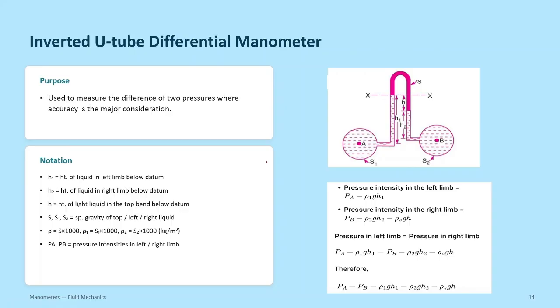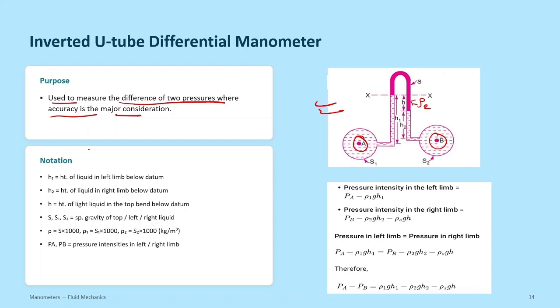And the next is inverted U-tube manometer. It is used to measure the difference of two pressures where accuracy is the major concern. Means this inverted U-tube manometer is used to measure the pressure difference at 2 points but with accuracy. So this is the point A, point B, and this is the notation, like this heavy liquid that is rho 2 having height h, this whole length is h1 and this length is h.